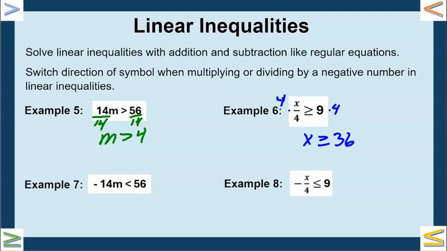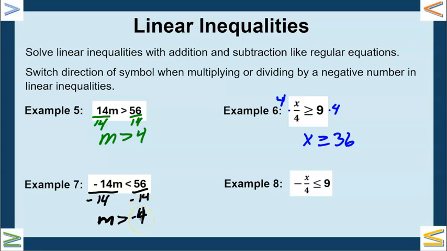Example 7, negative 14m is less than 56. The opposite of multiplying by negative 14 is dividing by negative 14. I'm going to divide both sides by negative 14. And now I have m, and because I am dividing by a negative, I have to flip the symbol. So now it's going to be greater than, and 56 divided by negative 14 gives us negative 4.